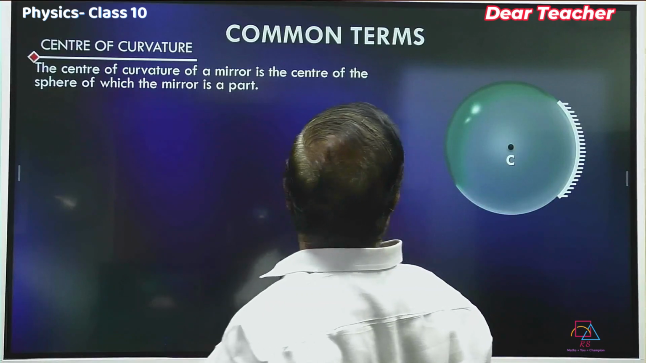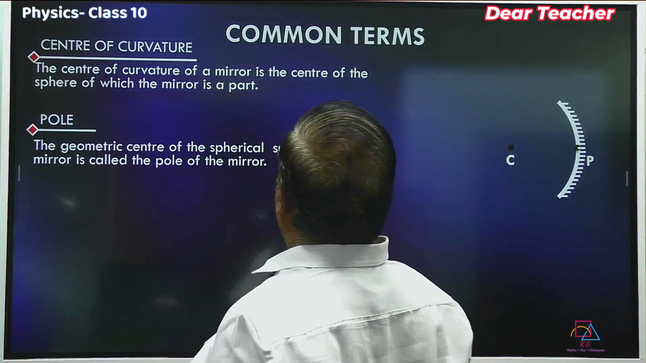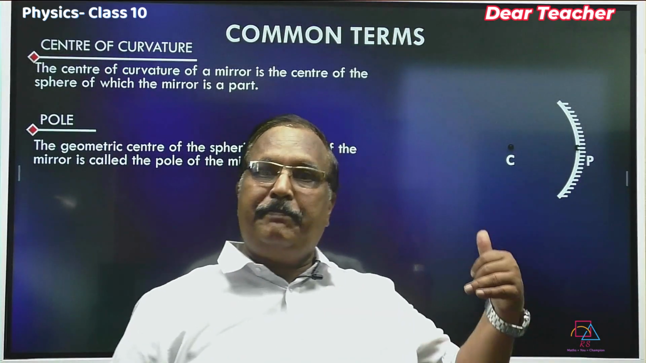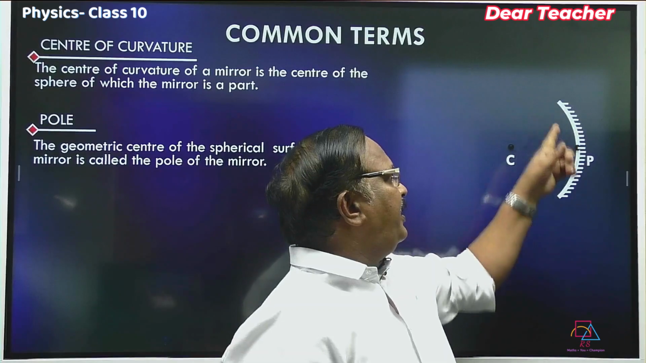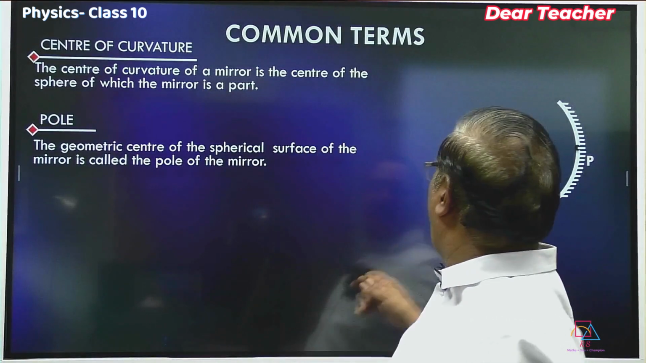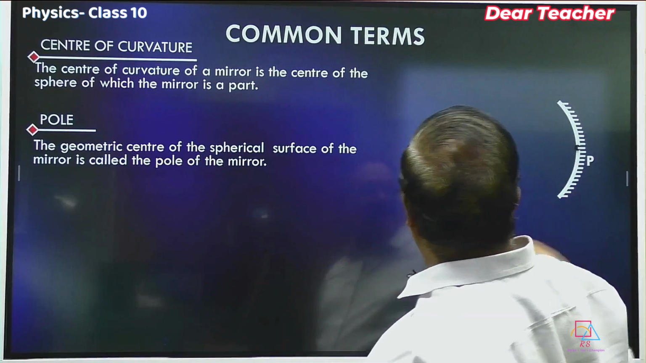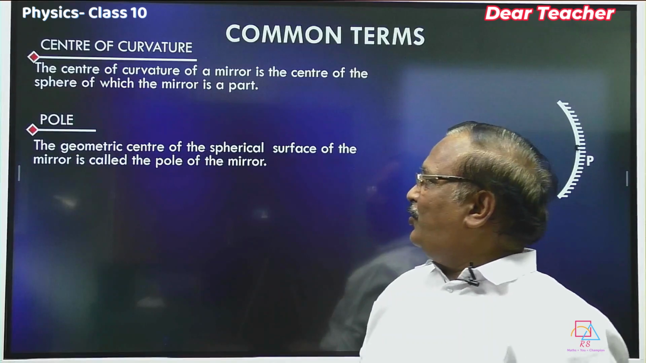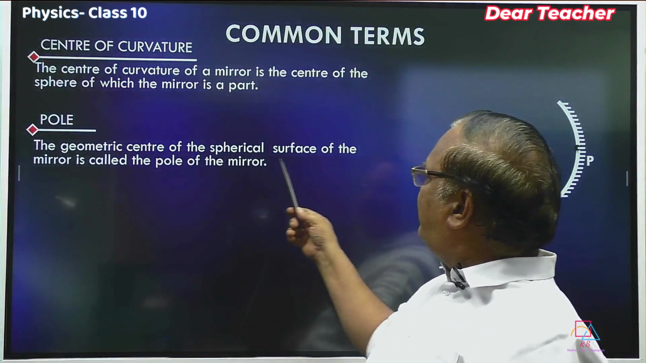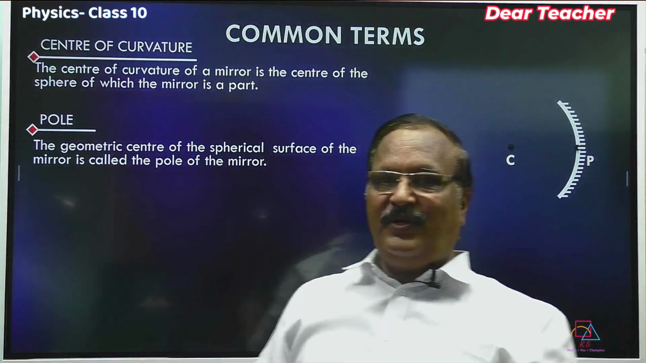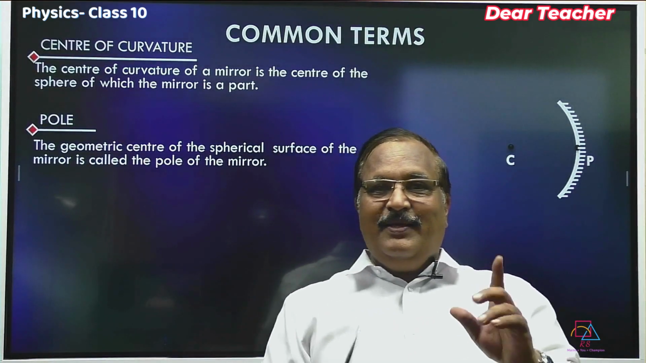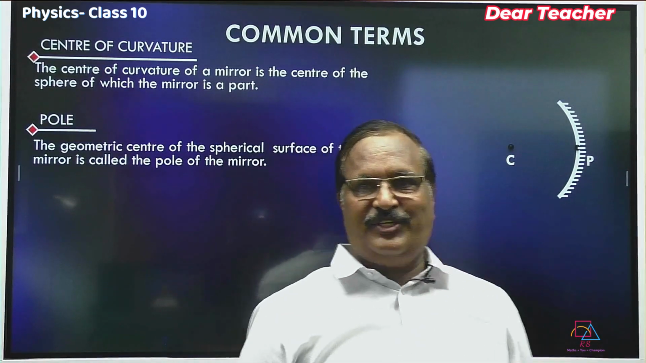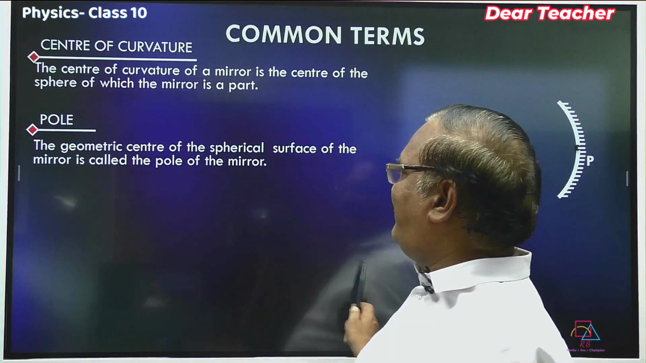So now let us see next. Now C is done. Now the next letter is P. It is the central point of the mirror. The central point of the mirror, it lies on the mirror curvature, and that we call it as a pole. So it is a geometric center of the spherical surface, and it is known as the pole. Okay. Pole is also a point. So pole and center of curvature, right? So 2 points have come.